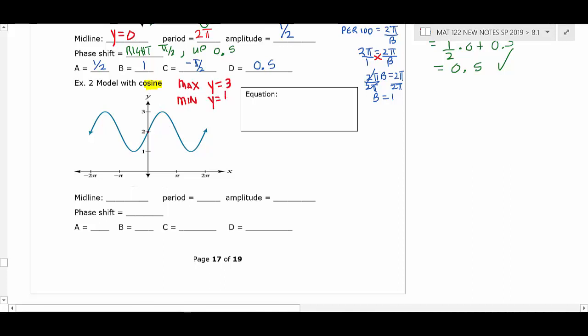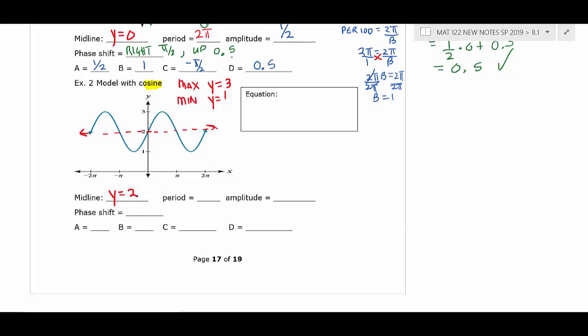Okay, so the midline is just going to go straight through that halfway point, so that's going to be y equals 2. And that will help you to figure out, it helps mostly on a sine. On a cosine, that'll help you figure out your amplitude also.